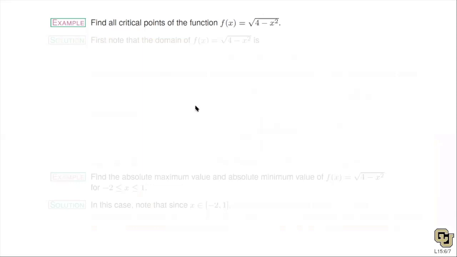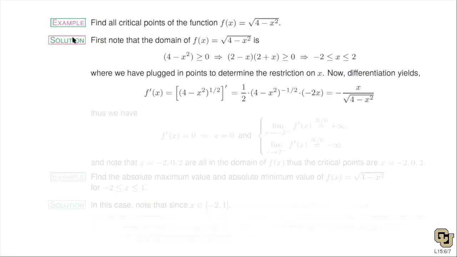So we did this first example where I asked to find all critical points of the function f of x equal to the positive square root of 4 minus x squared. Just to review some basic skills, the first thing I did was find the domain, so that when I find the critical points, I can figure out whether they're in the domain or not. For this function, I need 4 minus x squared to be greater than or equal to 0. When I solve that, I get that the domain is x between -2 and 2.